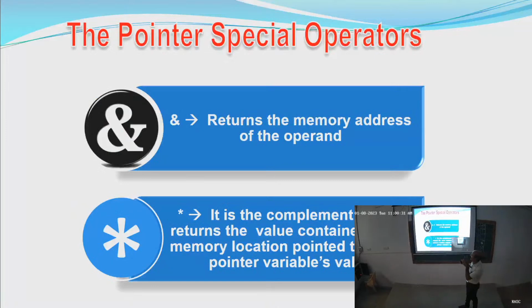These are the pointer's special operators. This is the address operator, which gives the memory address of the operand. Generally, wherever you put an ampersand in C language, it represents the address of the operand. Operand means data. If int a holds some value, that is called the operand. And the star is the complement of the address: it gives the actual stored value, the value at the memory location pointed to. That is the asterisk symbol.